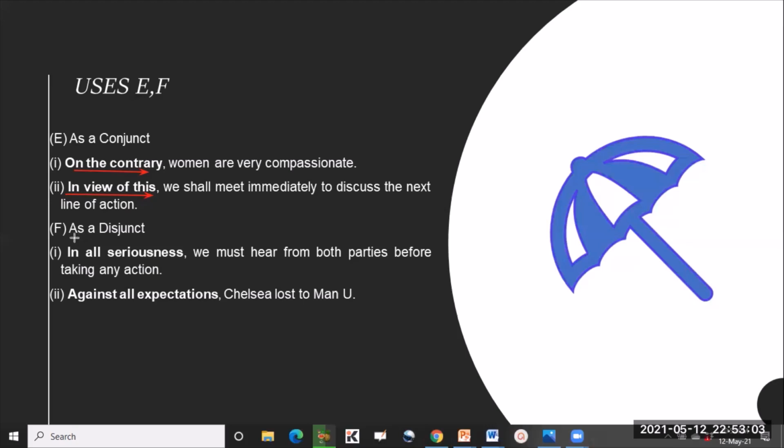All right, so the next use of the prepositional phrase is as a disjunct. And so here we have, in all seriousness, we must hear from both parties before taking any action. In all seriousness, that's a disjunct here. Against all expectations, that's another disjunct. Chelsea lost to Man U against all expectations. So that is another disjunct.